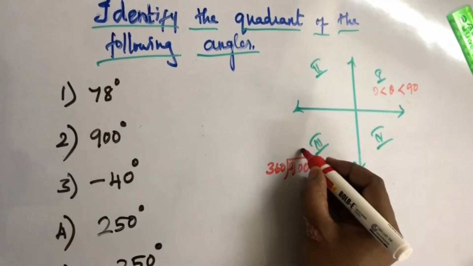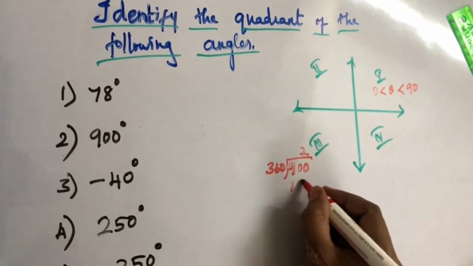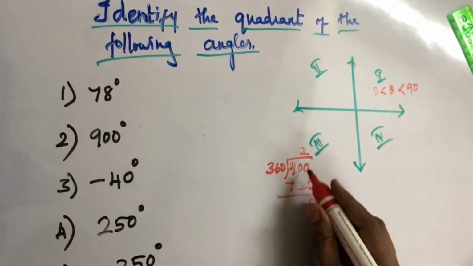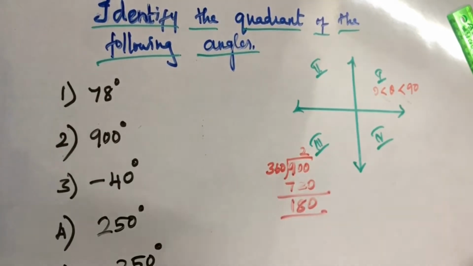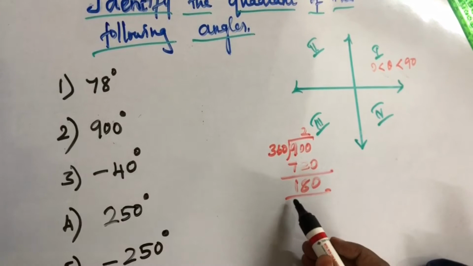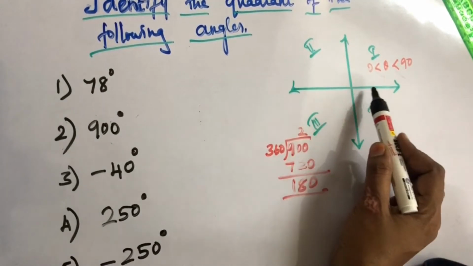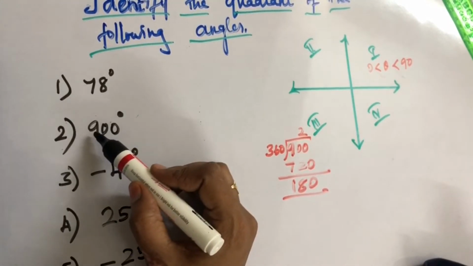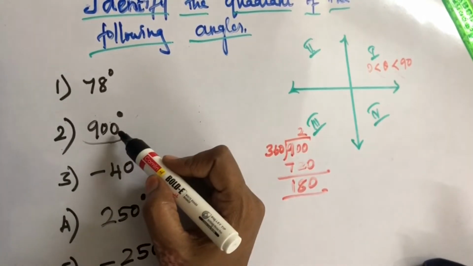So how many times? It will take approximately 2. So 2 times 360 is 720. Subtracting, we get the remaining 180 degree. So it lies on the x axis. In case the angle 900 degree lies on the x axis, we couldn't tell the quadrant for this.